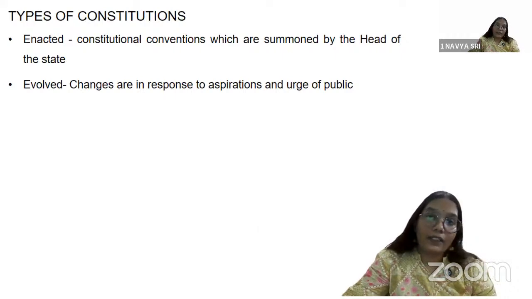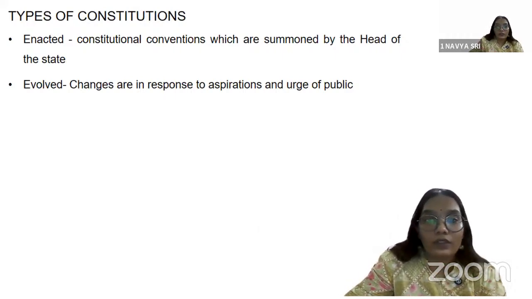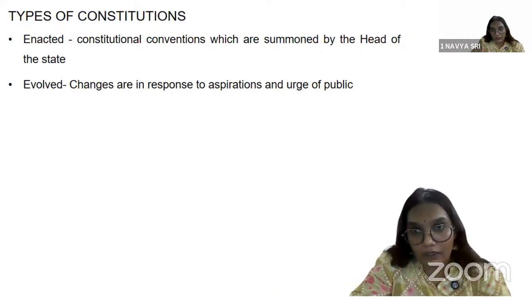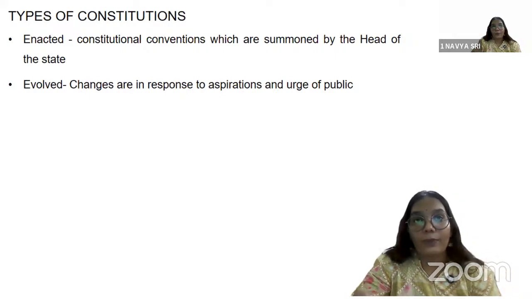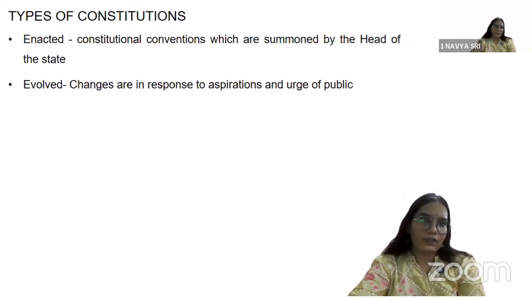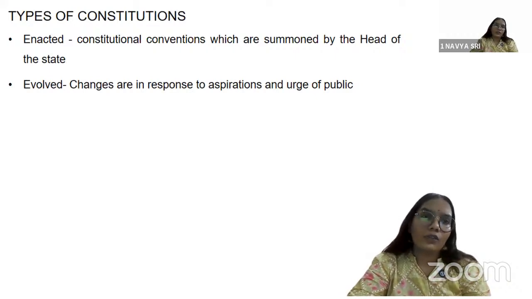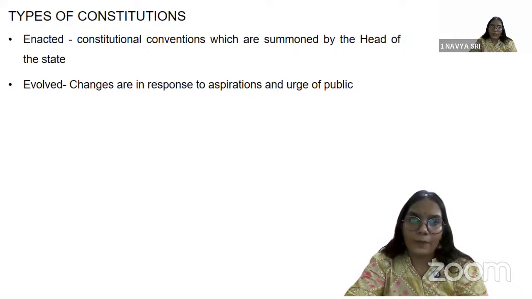The next one is enacted, and the last one is evolved. Enacted means constitutional conventions are summoned by the head of the state. These enactments are made by the head of the state after passing either through formal amendments, or through ordinances, or through statutes. So this is done by the head of the state.